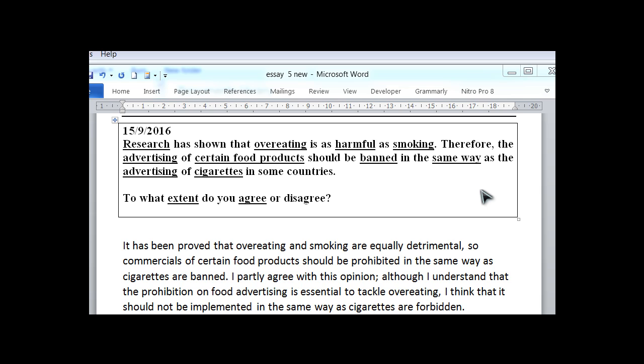Therefore, the advertising of certain food products should be banned in the same way as the advertising of cigarettes in some countries. So essentially, you're being told that overeating is found to be harmful and as harmful as smoking. And then the opinion really is whether we should ban advertising of certain food products. Note certain food products. So in this case, we could argue that some should be banned, some shouldn't. We might think that fast food should be banned, whereas healthy food items should not.